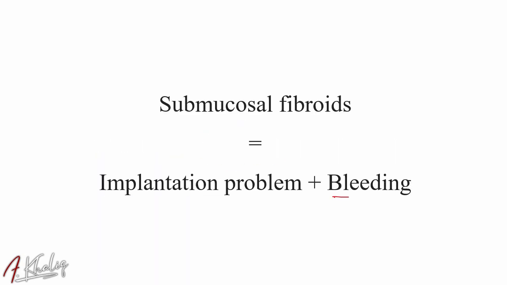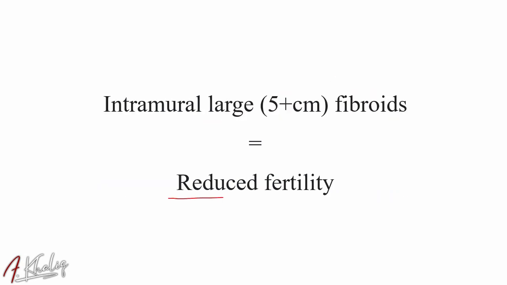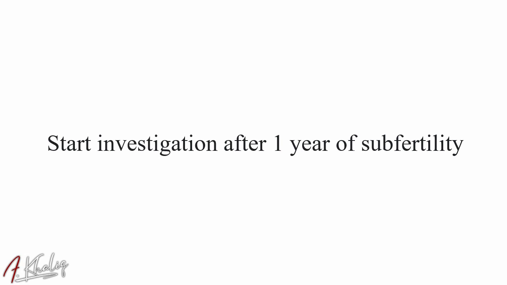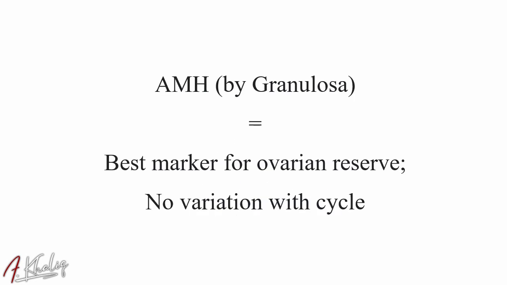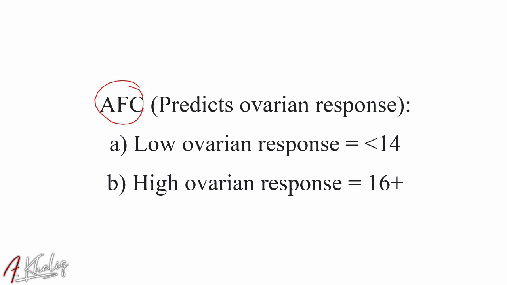Implantation problems and heavy bleeding is seen in the submucosal fibroids. You're going to see reduced fertility in the large intramural more than 5 centimeter fibroids, and you'll start investigating after 1 year of subfertility. To check for the ovarian reserve, you can go with the anti-Mullerian hormone, or you can just go with the antral follicle count. Now, the AMH, which is secreted by the granulosa, is the best marker for ovarian reserve because it doesn't vary with the cycle. And if you choose to go with the AFC, which is going to predict ovarian response, if the reading is less than 14, this is going to tell the low ovarian response.